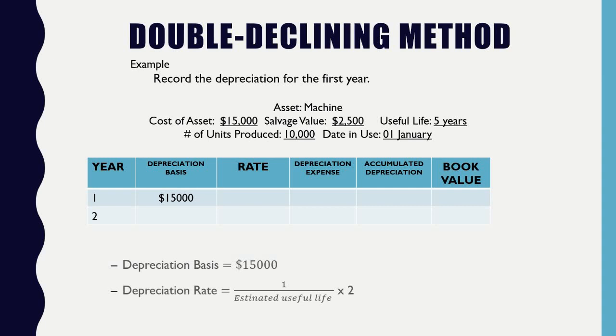So let's go ahead and determine the rate. Your rate here is going to be 1, so the number 1, divided by the number of useful life, times 2. Okay, so what's my useful life? 5. Okay, so 1 divided by 5 times 2.